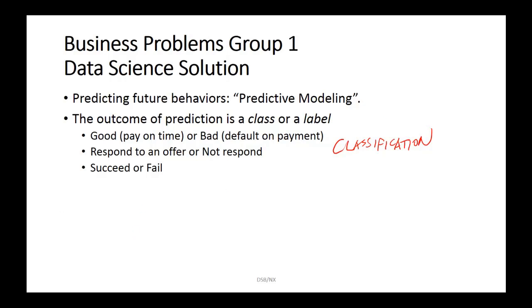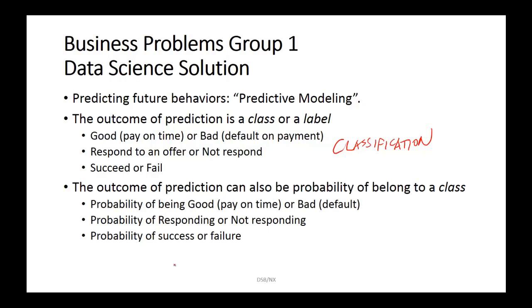There's a slightly different flavor of prediction. The outcome of prediction, instead of a label or a class, is the probability of belonging to a class. For example, in the credit scoring example, we might be interested to predict what is the probability for someone to become a good account or a bad account in the next 2 years. And since it's a binary variable, if the chance of being good is 10% in the next 2 years, that means the chance of being bad would be 1 minus p, 90%.